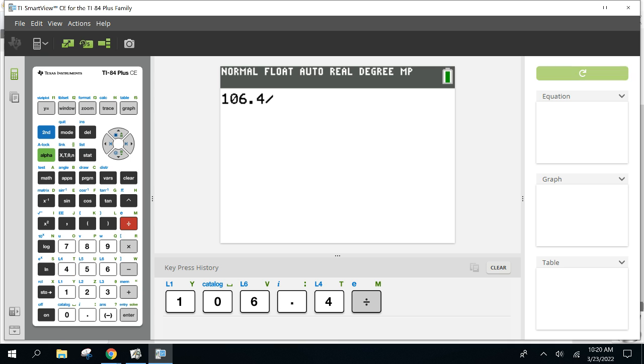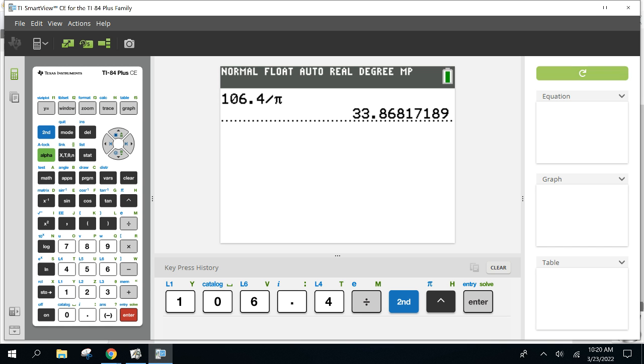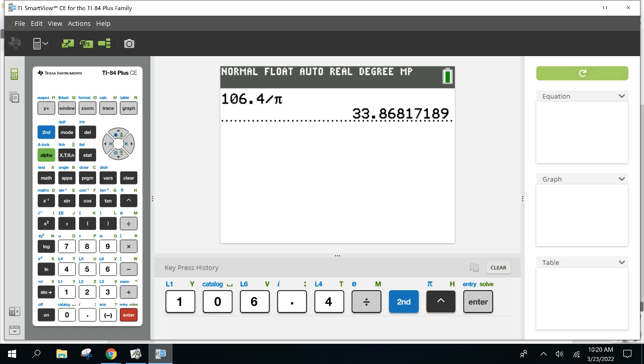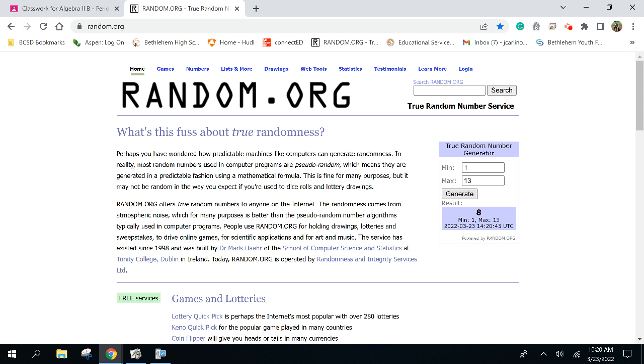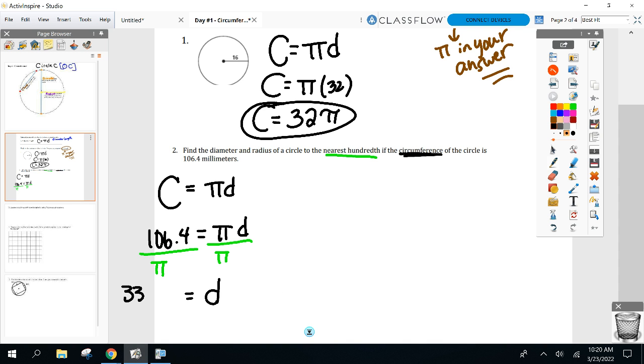106.4 divided by, now I get to use the pi button. And there's our diameter, rounded to the nearest hundredth though, so I'll ask somebody for that. Two numbers after the decimal I should have here. 33.87. Good work. Units, right? Units, millimeters here. All right, there's the diameter.